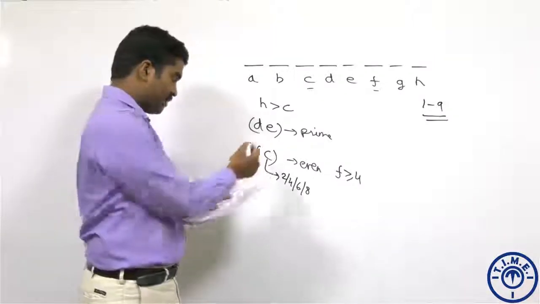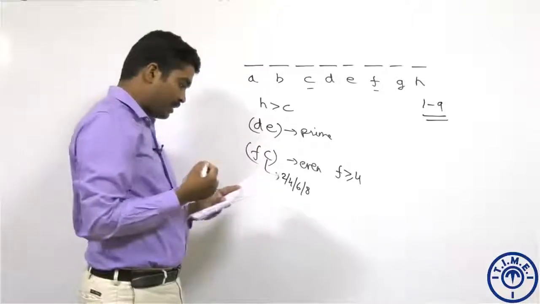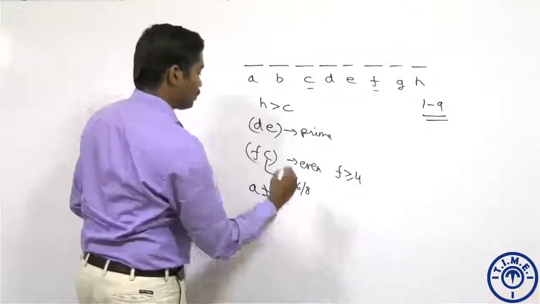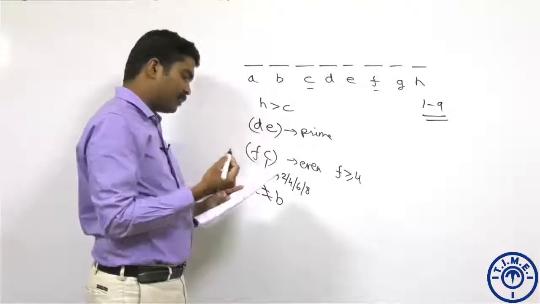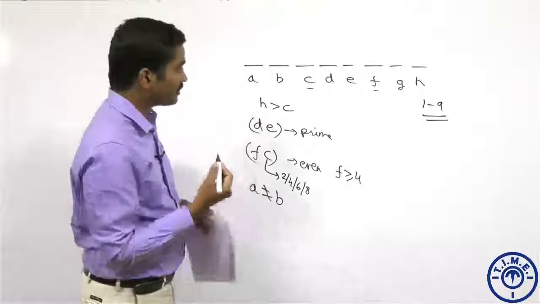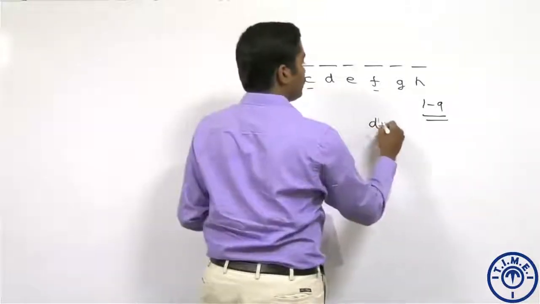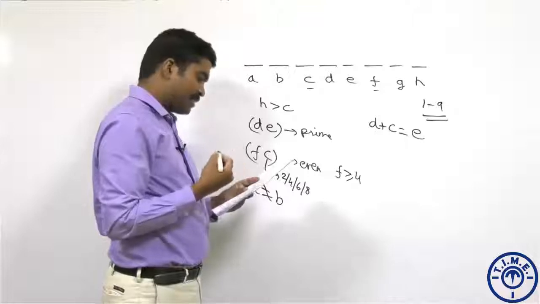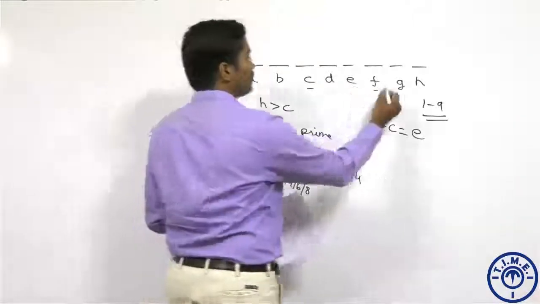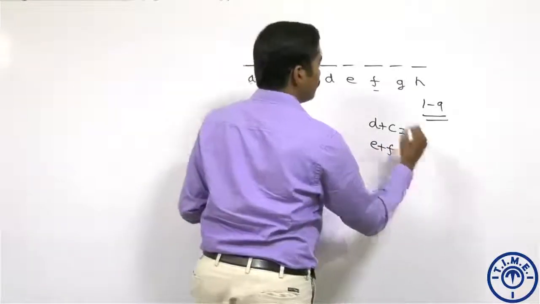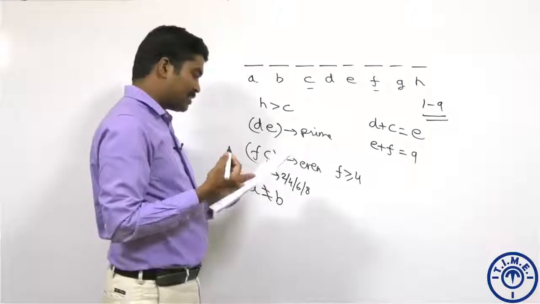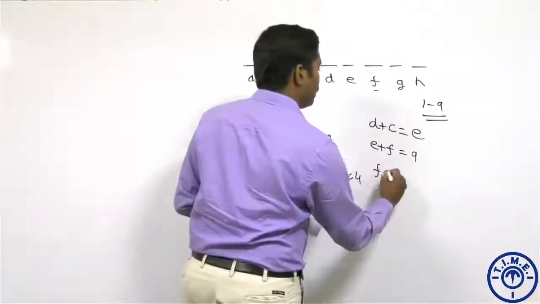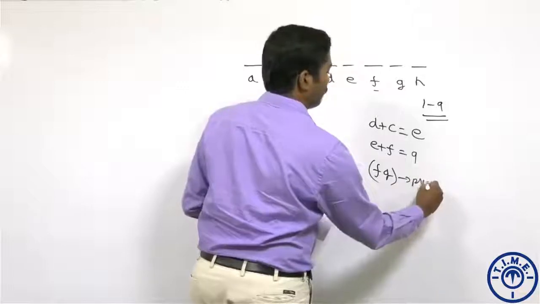The first and the second digits are not the same, so A is not equal to B. Next, the sum of the fourth digit and the third digit was the same as the fifth digit: D plus C is equal to E. The sum of the fifth and sixth digits was exactly 9: E plus F is equal to 9. The sixth and the seventh digits, FG, taken in that order, comprised a prime number.